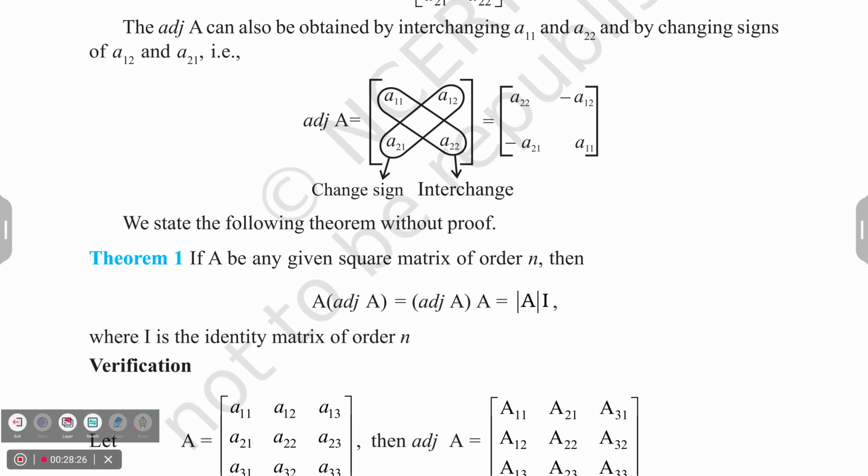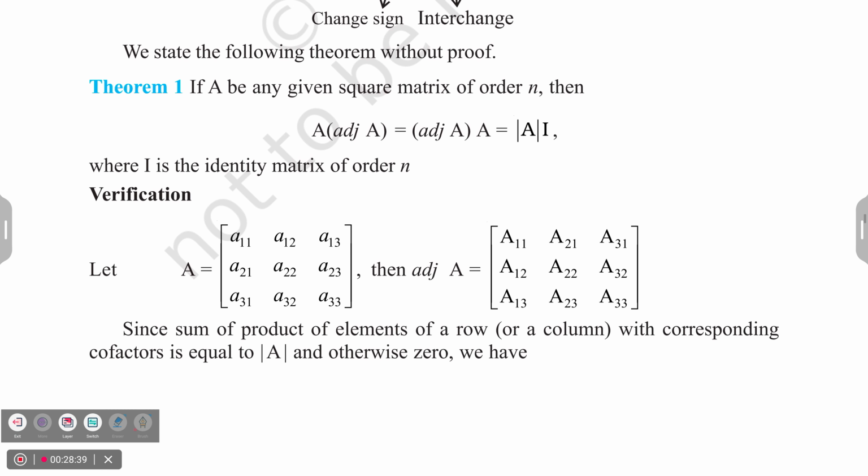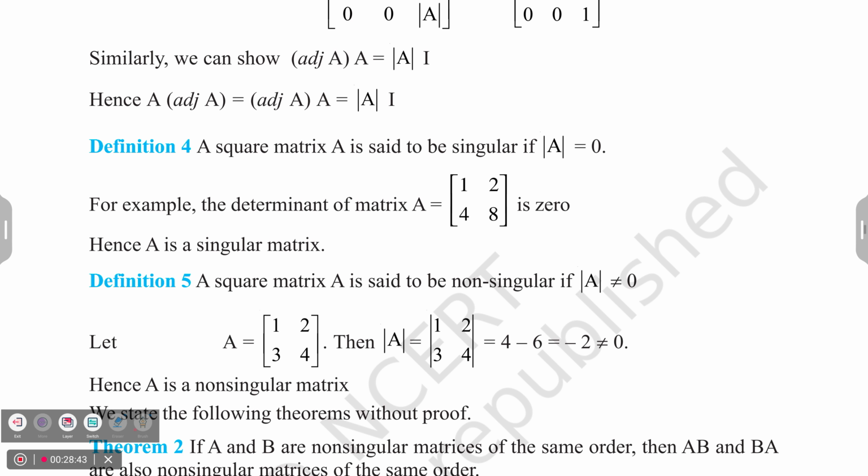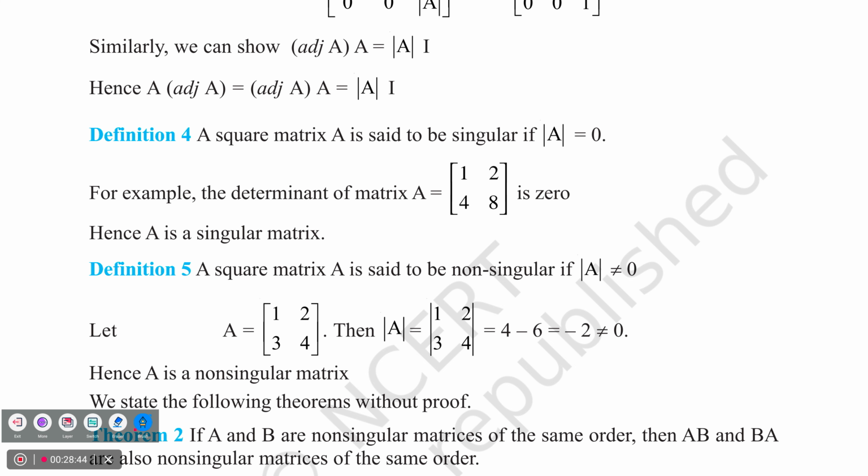So this formula you have to remember. You have to read this. What is the formula? A into adjoint of A, or adjoint of A into A, equals determinant of A into I. Whatever the order, you can use it. Have you understood? Read the formula. Mug up the formula. Some formulas are very important. And one more important term will be coming in the MCQ.